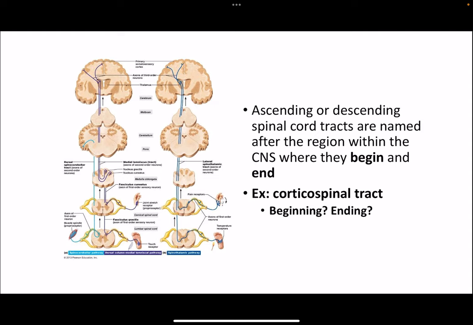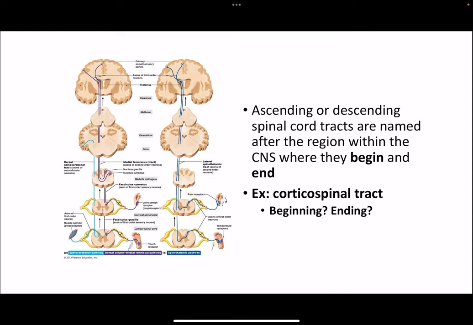The term cortico is referring to cortex, and this is referring to the cerebral cortex. So we're referring to this region up here, this region of gray matter, cerebral cortex. The term spinal, in this case, is referring to spinal cord. So we're starting in the cerebral cortex, and we're going down and the upper motor neuron ends in the spinal cord. And then from the spinal cord, the lower motor neuron goes out into the periphery. There's another one called the corticobulbar tract. It starts in the cortex and goes to the bulb, which is referring to the brainstem.